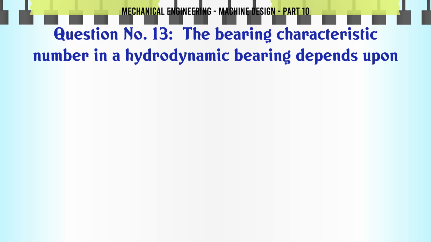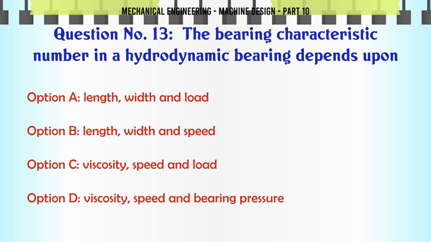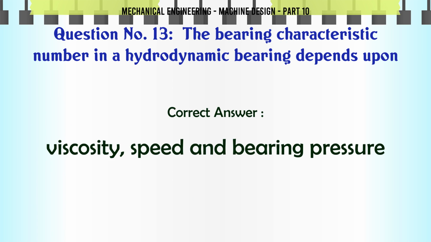The bearing characteristic number in a hydrodynamic bearing depends upon A. length, width and load. B. length, width and speed. C. viscosity, speed and load. D. viscosity, speed and bearing pressure. The correct answer is viscosity, speed and bearing pressure.